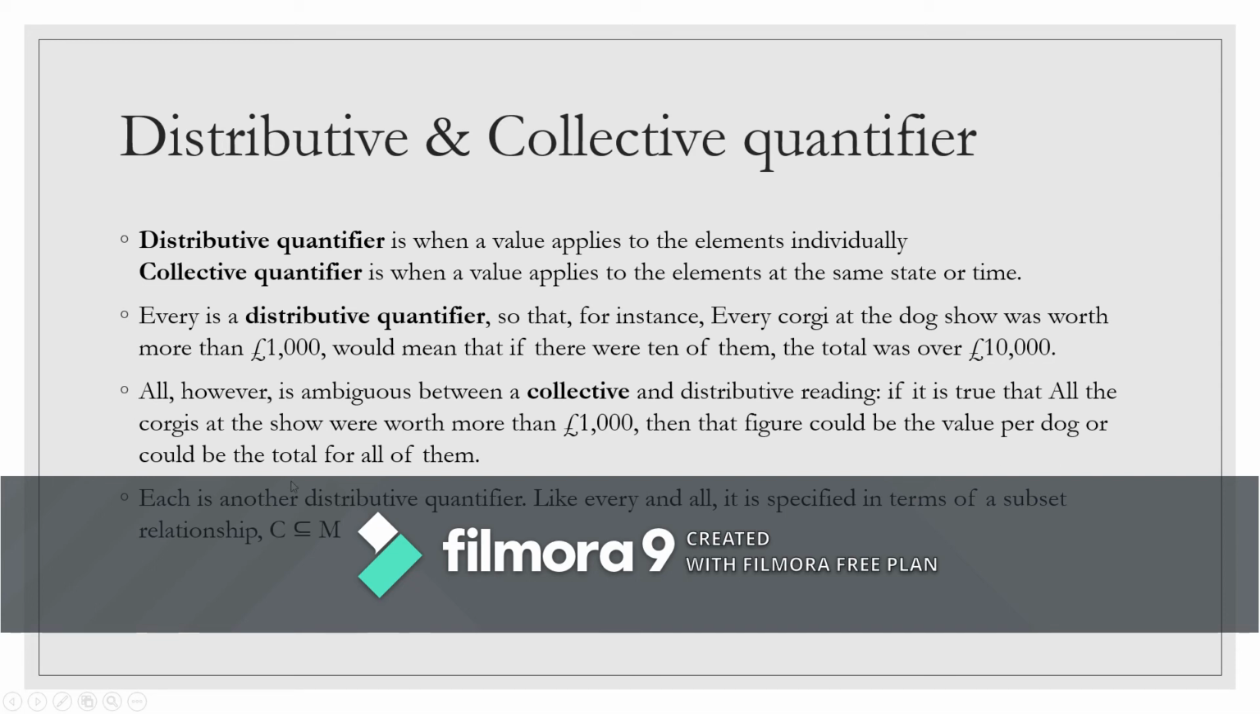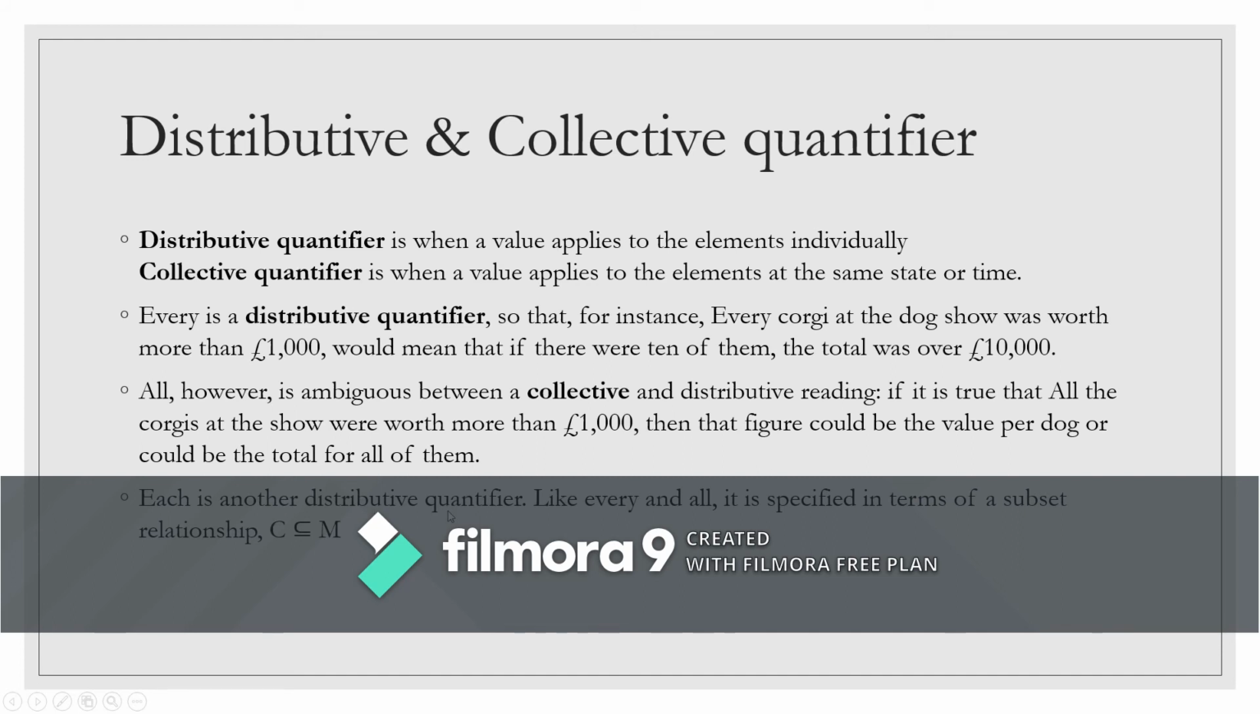So just remember that distributive means the value of each dog, value per dog, while collective is the total for everything. That means if he says all the dogs were worth more than 1,000 pounds sterling, it could mean that each dog is worth only 100 pounds sterling, because this is collective, every dog, the total.